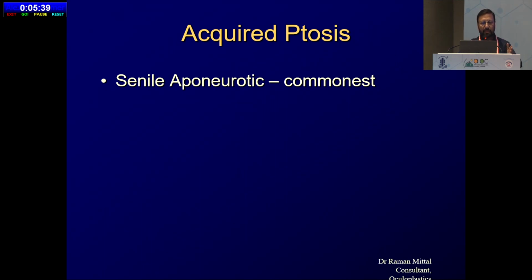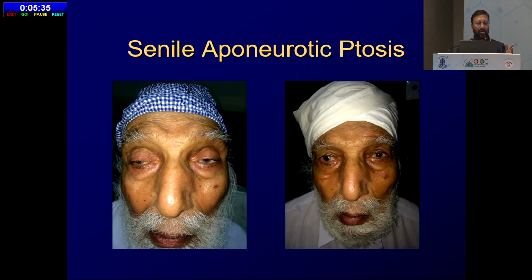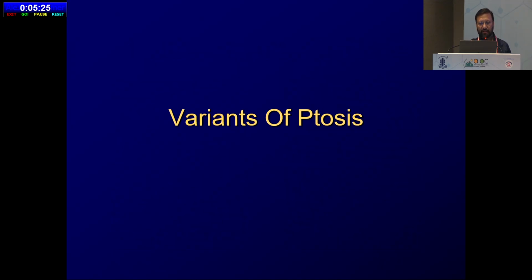Acquired ptosis, senile aponeurotic is still the commonest which you face, like this. It could be an aged gentleman. This was around 90 plus, and within 2 weeks he is doing so well. All his forehead lifting has gone. So now I will discuss this. All we know, so I have just brushed through it.